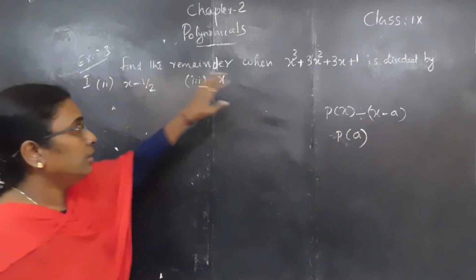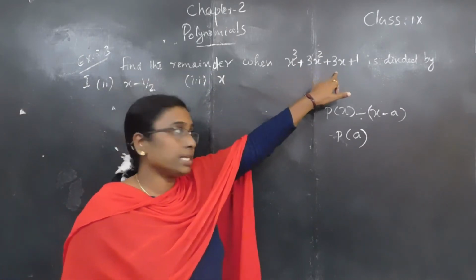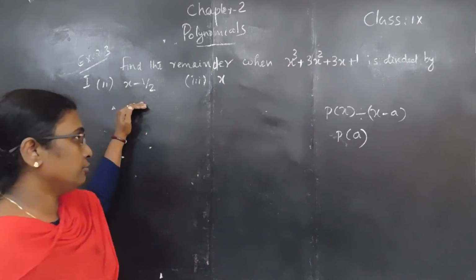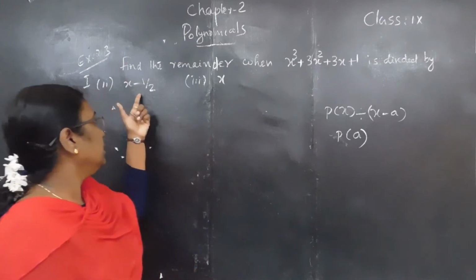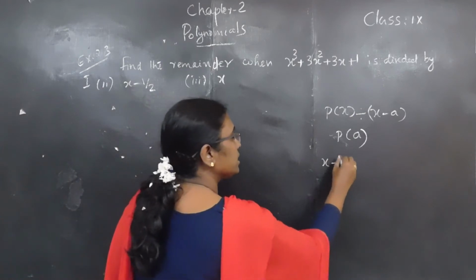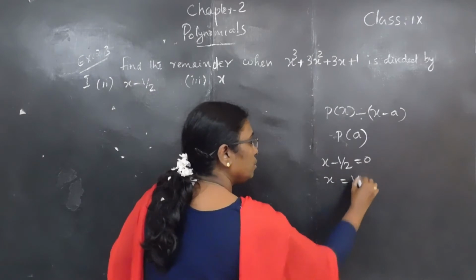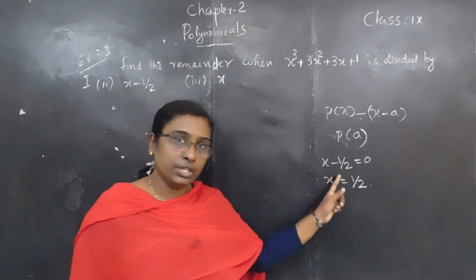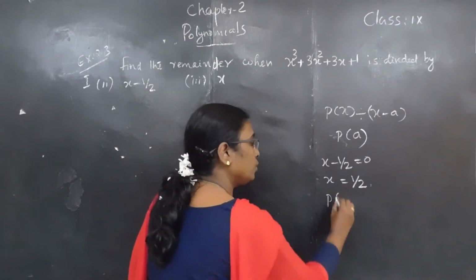Here the polynomial is x cube plus 3x square plus 3x plus 1. We divide this polynomial by x minus half. What will be the remainder? The remainder is p of the 0 of x minus half. x minus half equal to 0, x equal to 1 by 2. Therefore, the 0 of x minus 1 by 2 is 1 by 2. Therefore, the remainder is p of 1 by 2.